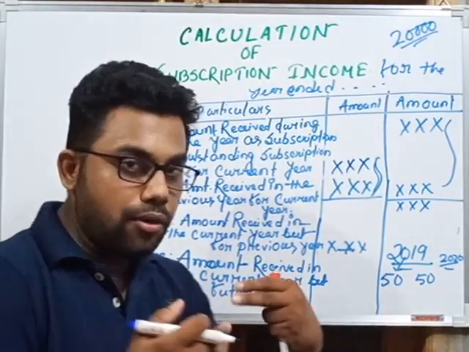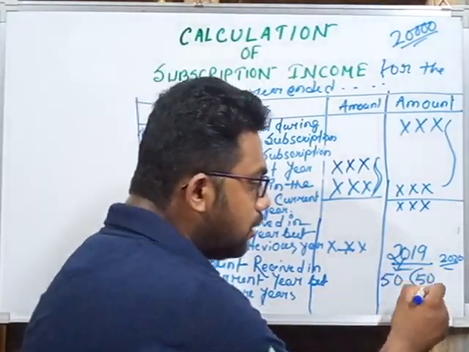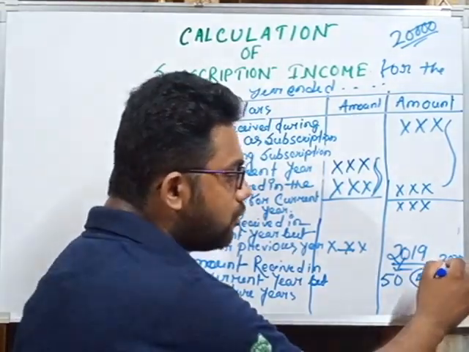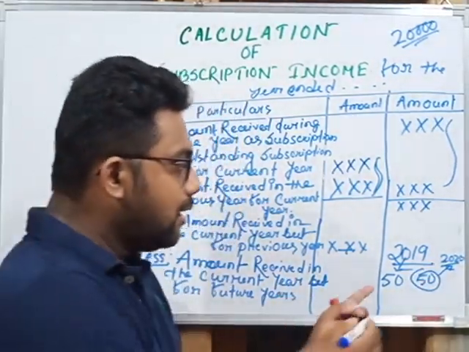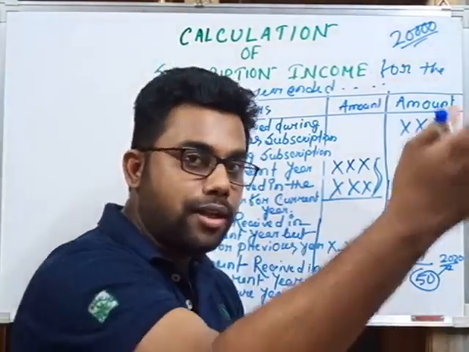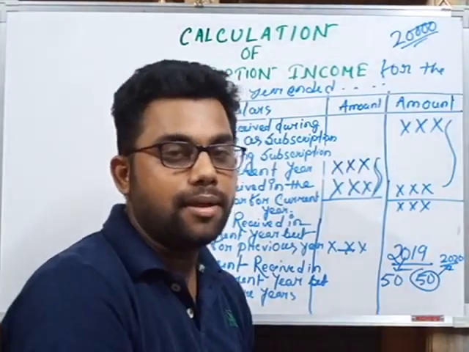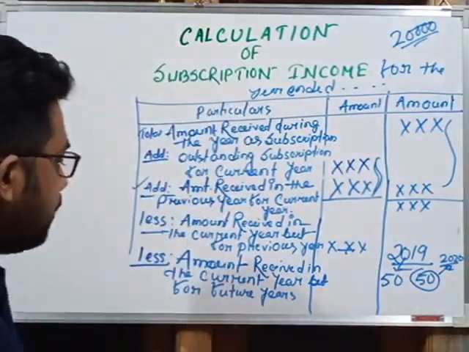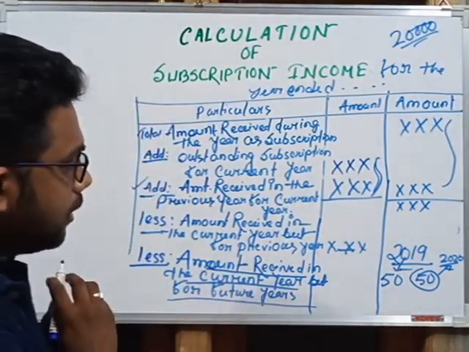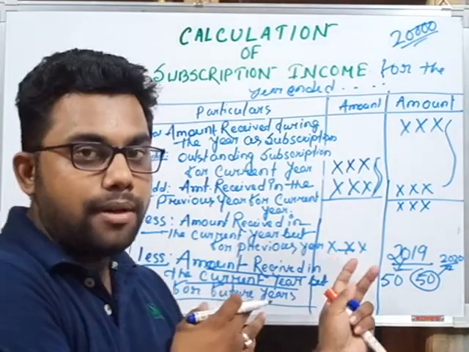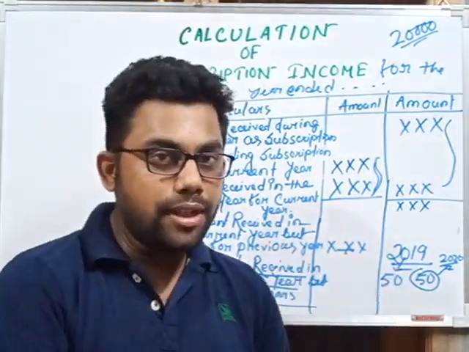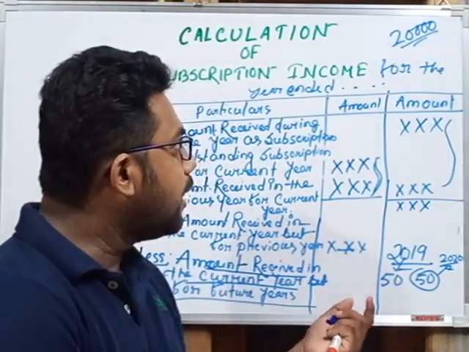Now tell me, will this 50 be added or less? Sure, we less that item because it is the income for 2020. So that means the organization has received from me the subscription for 2020, a future year, in 2019, the current year. So we have to less that item. That means amount received in the current year but for future year. So this is the actual format for calculating the subscription income in an accounting year.